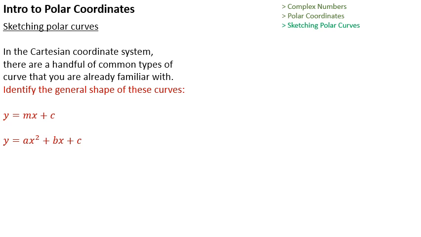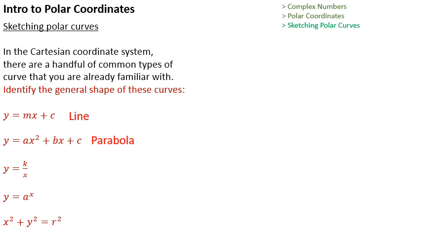y equals mx plus c, y equals ax squared plus bx plus c, y equals k over x, y equals a to the power x, x squared plus y squared equals r squared. Those I would feel are probably a minimal toolkit for dealing with Cartesian equations and graphs. Hopefully you didn't have too many problems with those.